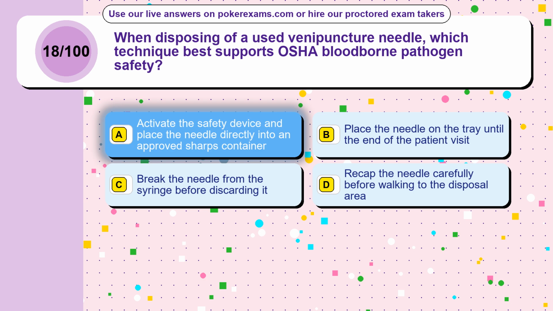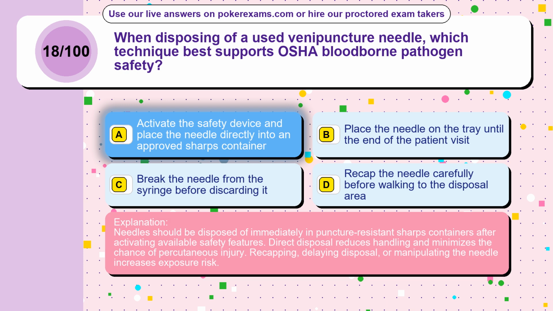The correct answer is option A, activate the safety device and place the needle directly into an approved sharps container. Needles should be disposed of immediately in puncture-resistant sharps containers after activating available safety features. Direct disposal reduces handling and minimizes the chance of percutaneous injury. Recapping, delaying disposal, or manipulating the needle increases exposure risk.